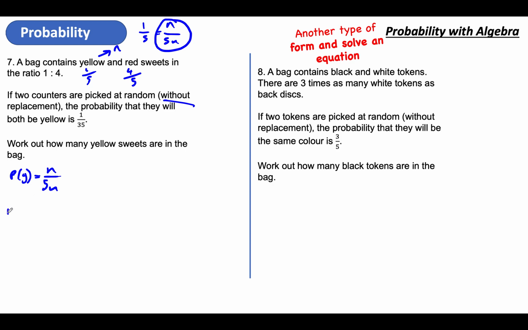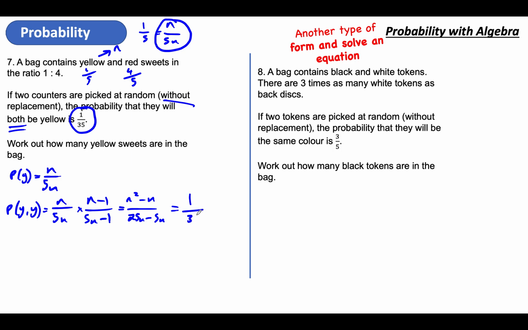Unpaused. Now, the probability of one yellow is n over 5n, but what about two in a row? Because that's what we're talking about here. What's the probability they're both yellow? Well, that'll be n over 5n times by, now the next one, there's one less, so there's n minus 1, over one less of the total, so 5n minus 1. Multiply the tops, n squared minus n. Multiply the bottoms, 5n times 5n is 25n. 5n times the minus 1 is minus 5n. Okay. Now, it says on my bit up here that that is equal to 1 over 35.